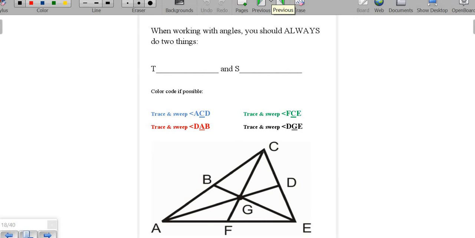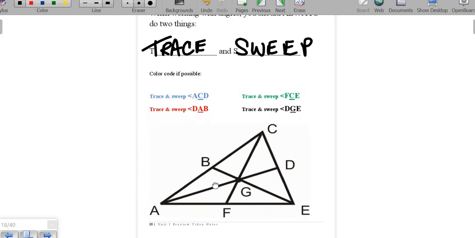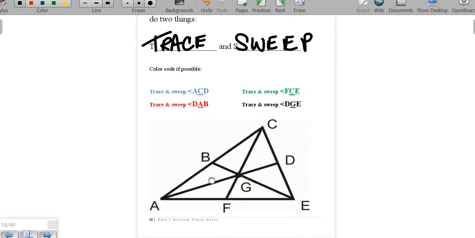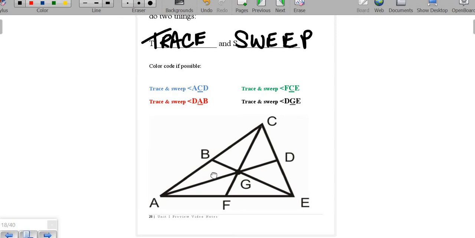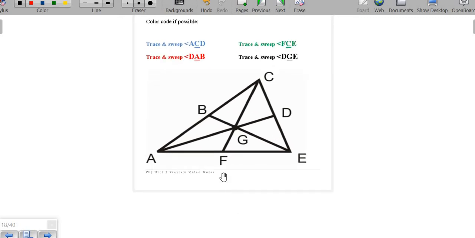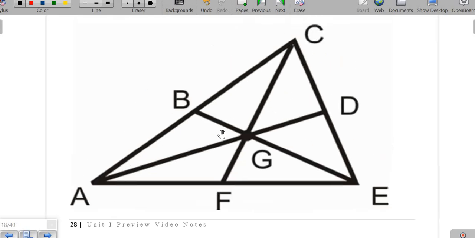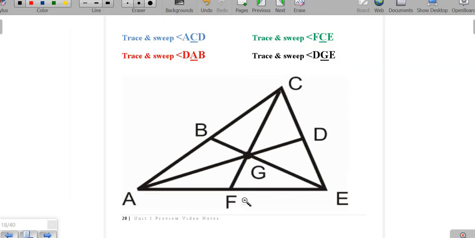There's 2 things you should always do with angles. Trace and sweep. Whenever you're working with angles, you trace and sweep. I actually want you to say that out loud. Ready? When you're working with angles, what do you do? Trace and sweep. I asked you to have some colors handy. This is really effective, and I would really appreciate if you can do this in color. So if you need to, pause the video, go grab some colors and come back.